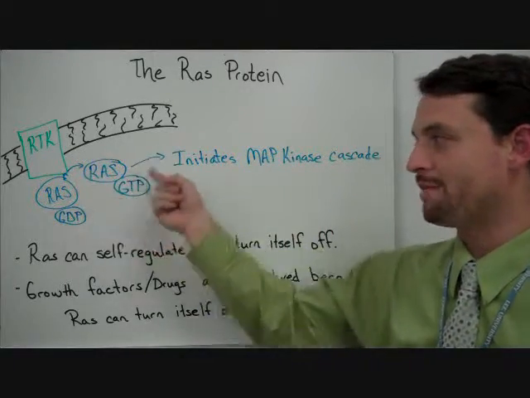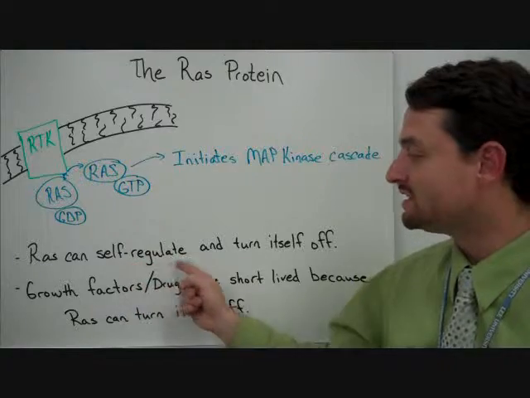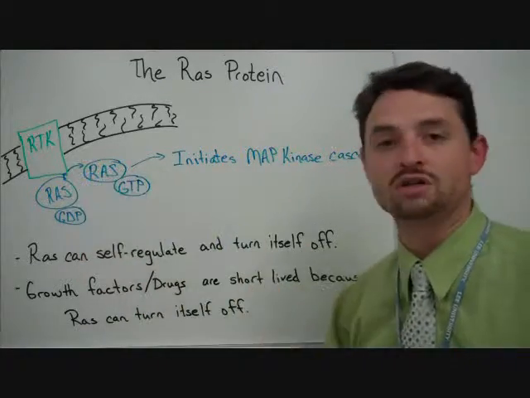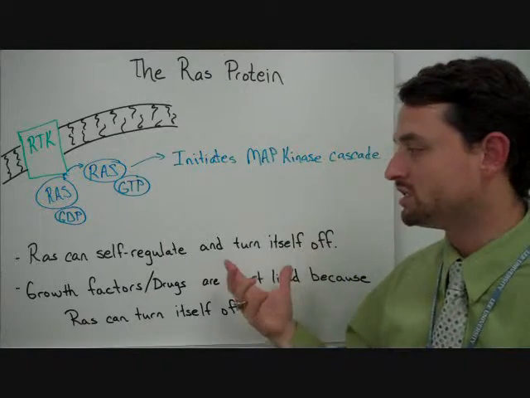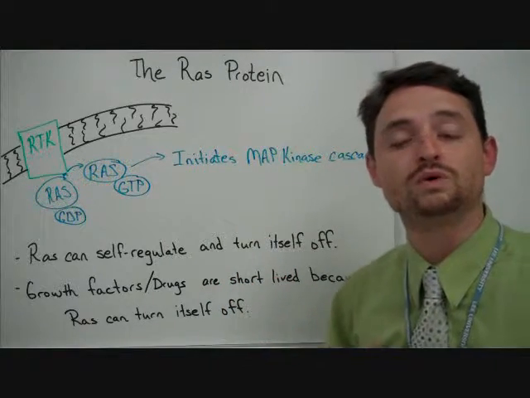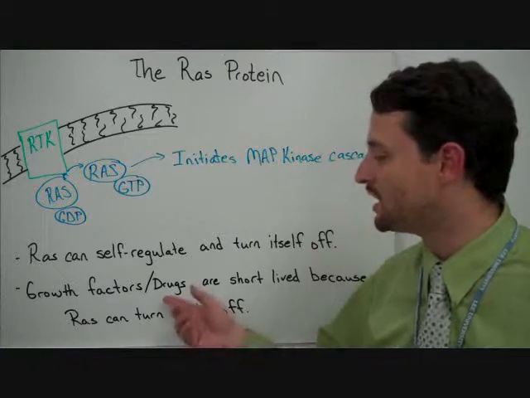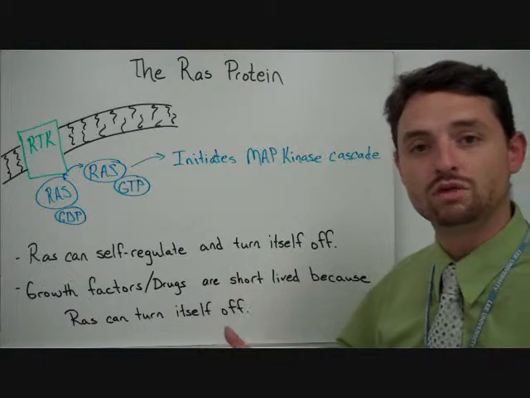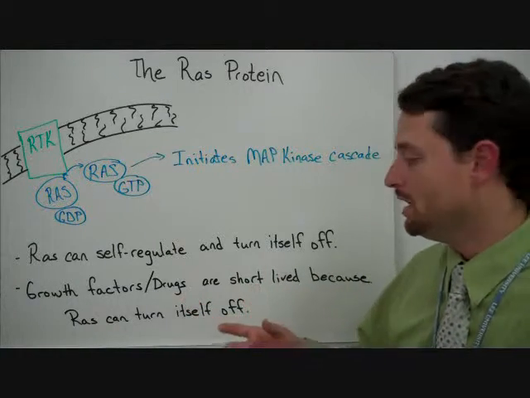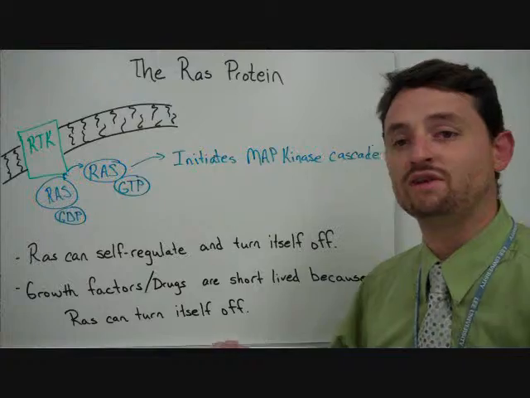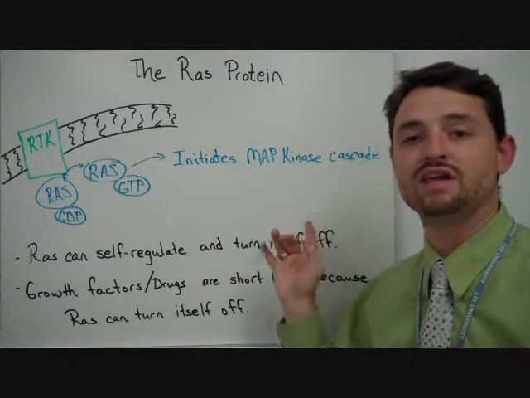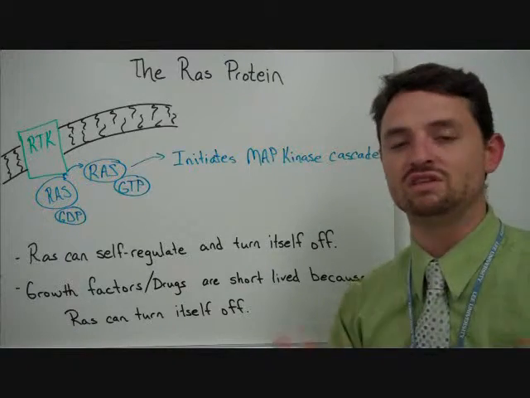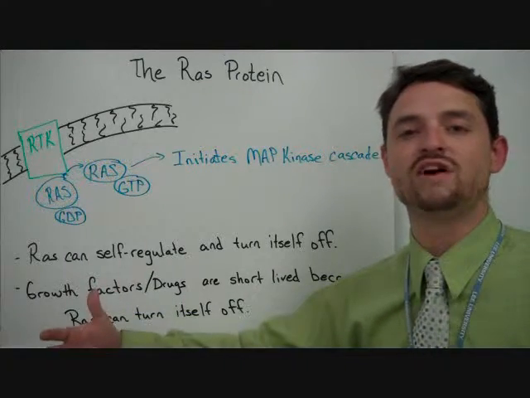The important thing about RAS is that RAS can self-regulate and turn itself off. So it's turned on by RTK, and it can then turn itself off. So let's say you're wanting to encourage cell growth, well, you might take a drug like a growth factor that would cause the cell to reproduce or divide. Well, right after that drug is given, it does initiate the MAP kinase cascade that can cause cell division, but that RAS protein can then turn itself off so that the cells don't continue to just divide.